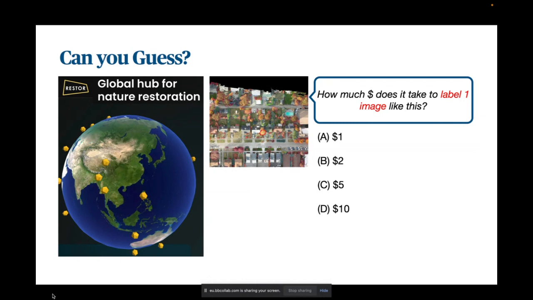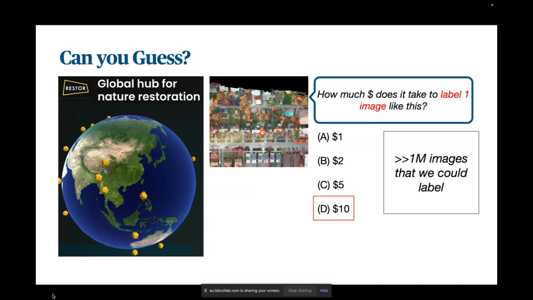What ends up happening, especially in our application, is we won't be surprised if every single image costs us $10. And if you think about how many we have to label, we have more than 1 million of those images that we could label. We don't have to label all of them, but we don't know how to pick the core of that 1 million images to label to do the best machine learning applications.